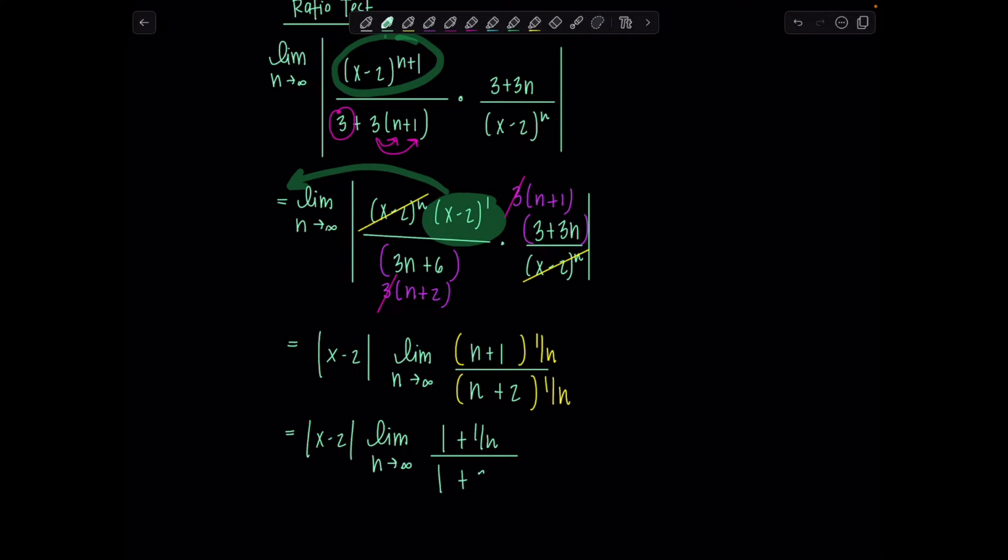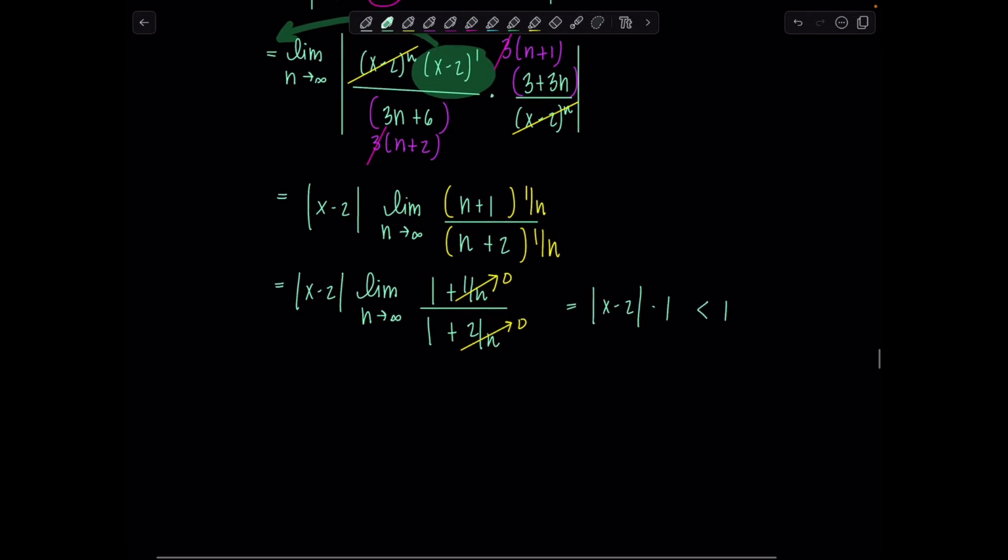Down here we'll have 1 plus 2 over n. And then now you can just take the limit. 1 over n and 2 over n go to 0. And then we're left with 1 over 1. So we still have absolute value x minus 2 times 1. And then just remind yourself, okay, I applied the ratio test. So in order for this series to converge, this limit has to be strictly less than 1.